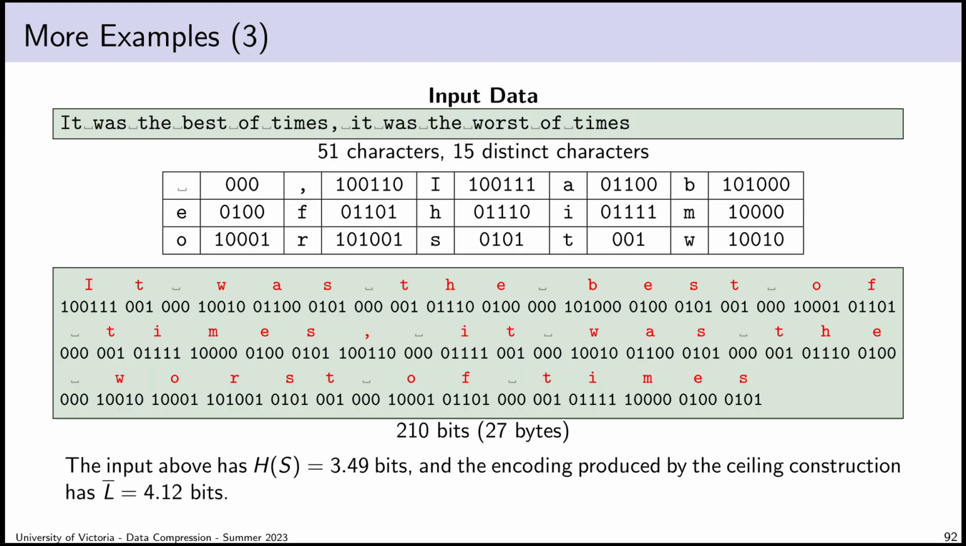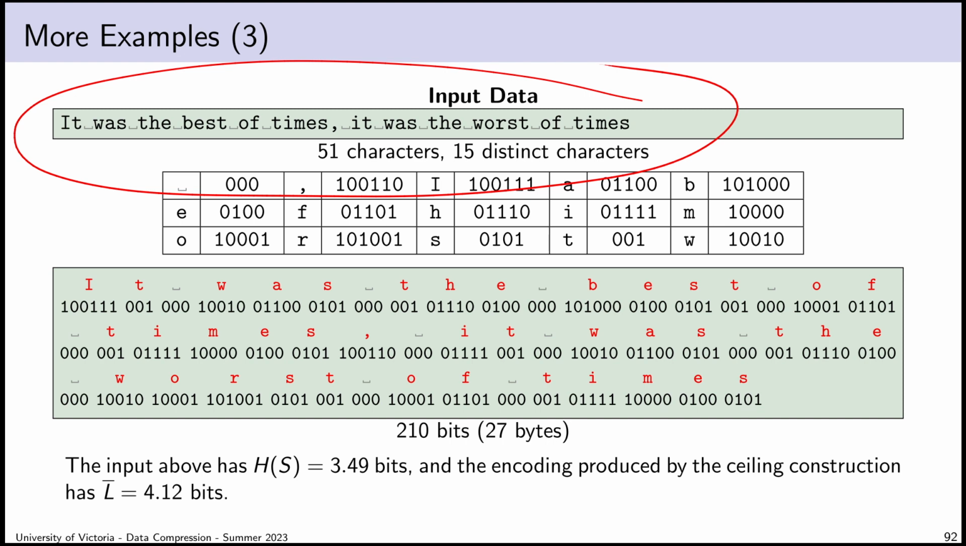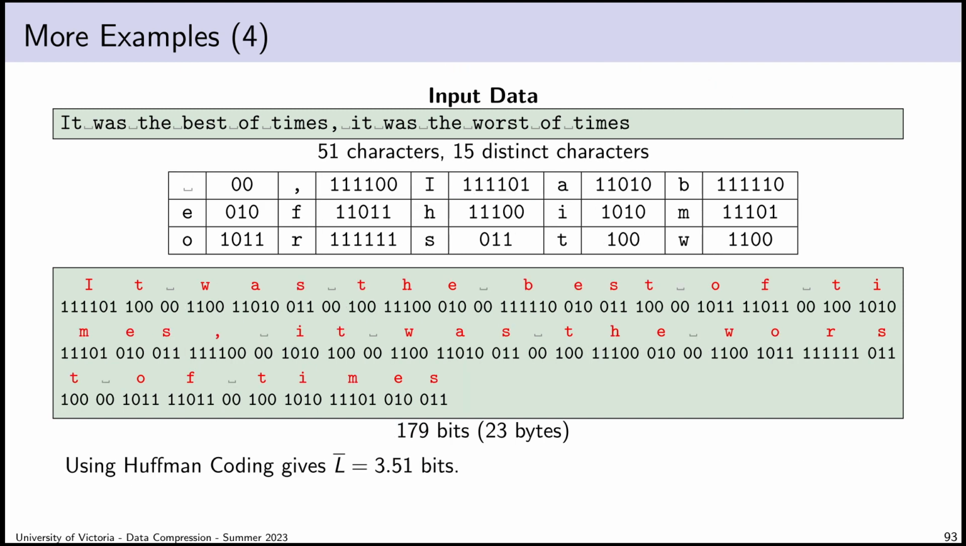That's pretty good. This string that we've definitely seen before, if I use the ceiling construction, the entropy is 3.49, but ceiling construction gives me an L bar of 4.12. So a pretty decent ways away from the entropy. If I use Huffman coding, 3.51. So entropy was 3.49, and I get 3.51. That's a pretty noticeable difference.